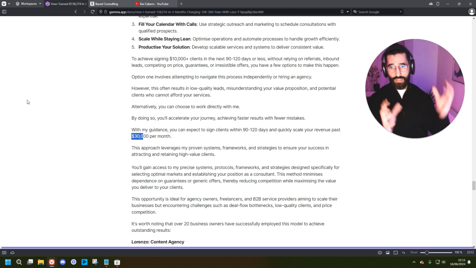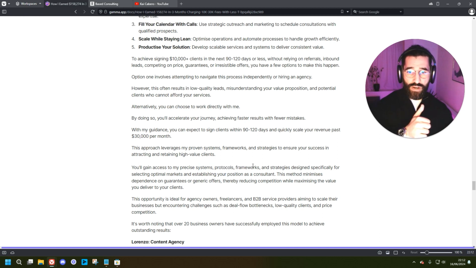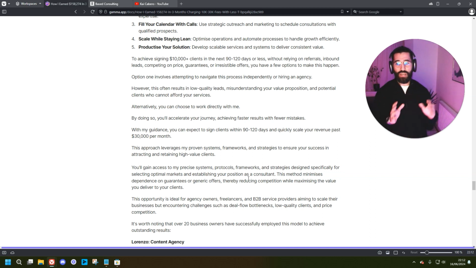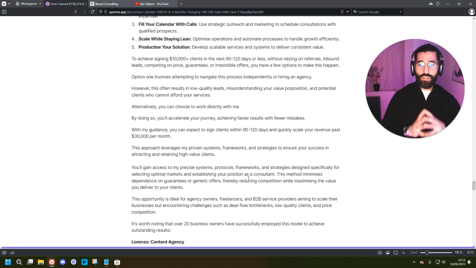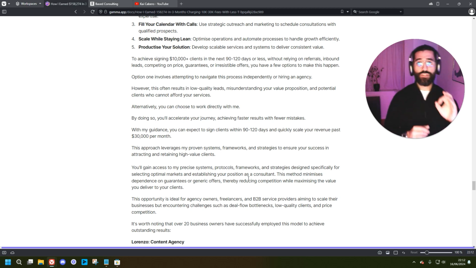It's just adding all these systems, keeping everything lean, keeping profit margins high, and you will crack this, okay? So you'll gain access to my precise systems, protocols, frameworks, and strategies designed specifically for selecting optimal markets and establishing your position as a consultant. This method minimizes dependence on guarantees or generic offers, thereby reducing competition, maximizing the value you deliver to your clients, okay?